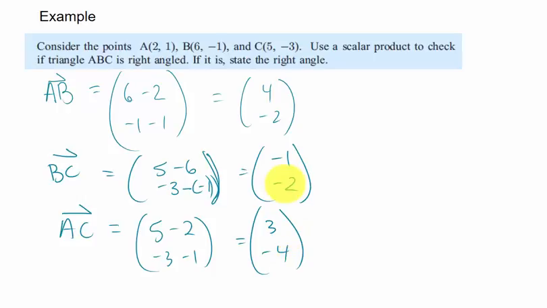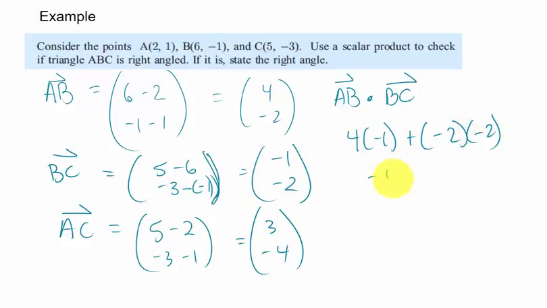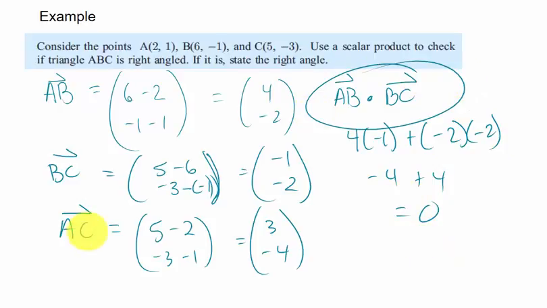Now, if we want to find out if there is a right angle between any of those, we can just pick 2 of them to find out if their dot product is equal to 0. So I'll just pick the first 2. So 4 times -1 plus -2 times -2. Ooh, -4 plus 4 is equal to 0. So we got it right away. If that didn't work, then we would try taking the dot product of 2 different ones, and so on and so forth.